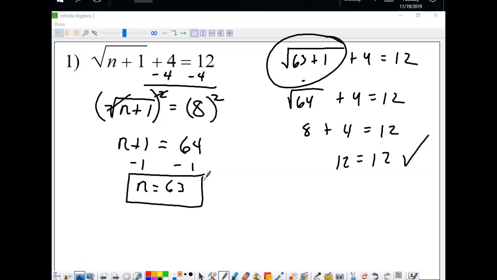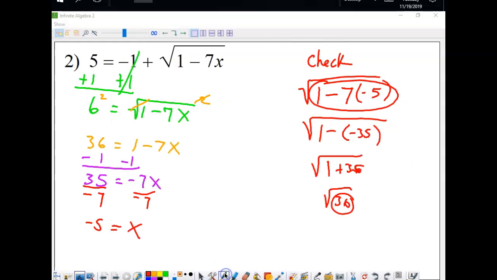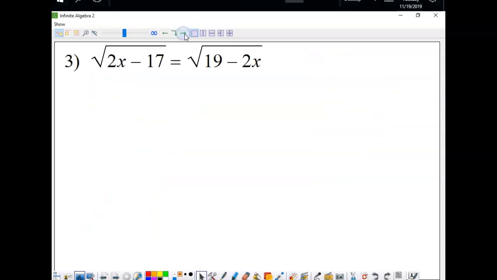I don't know how to do it with this one. All right, you guys try one. So my answer is x equals negative 5. Okay? All right, let's move on. So that's one type of problem. Let's take a look at another type here.